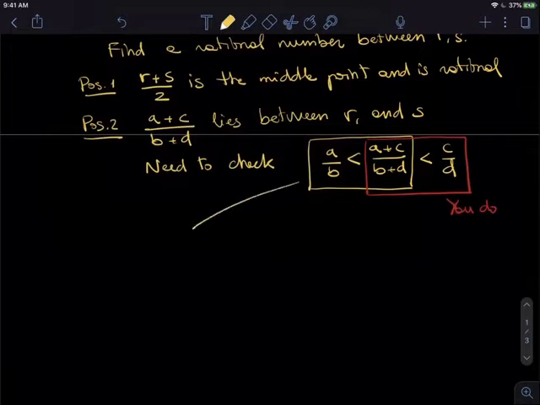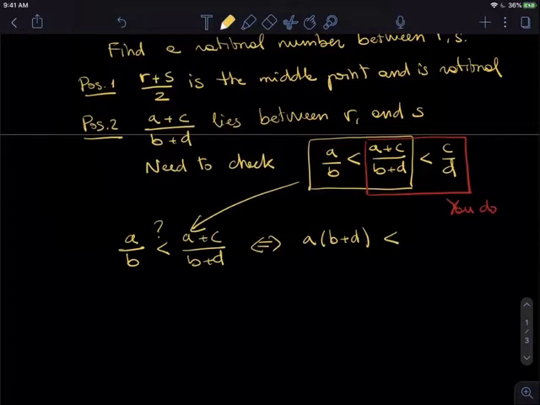So to check this inequality, we have to check that A/B is smaller than (A+C)/(B+D). But this is true if and only if we cross multiply: A times (B+D) is smaller than B times (A+C). And this is AB plus AD smaller than BA plus BC. So these two cancel out.